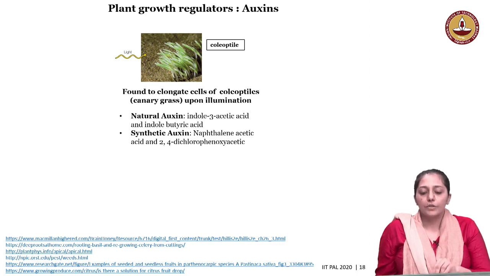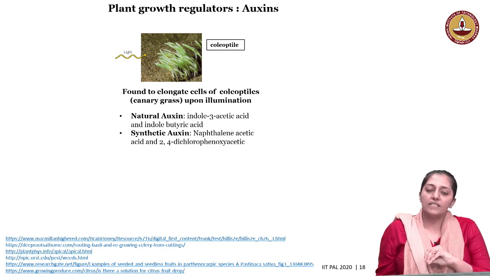This happens due to the presence of a natural auxin called indole 3 acetic acid and indole butyric acid. So these are natural auxins which are said to be responsible for this elongation process. This can also happen using synthetic, man-made auxins, for example, naphthalene acetic acid and 2,4-D. 2,4-D is a short form of 2,4-dichlorophenoxyacetic acid.